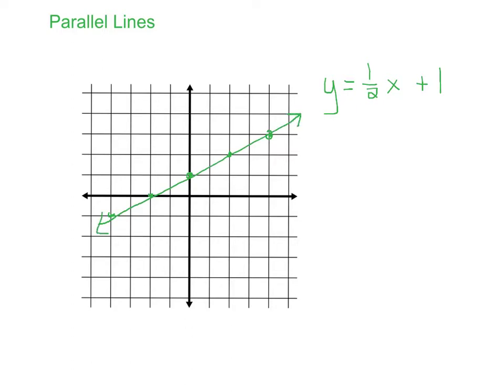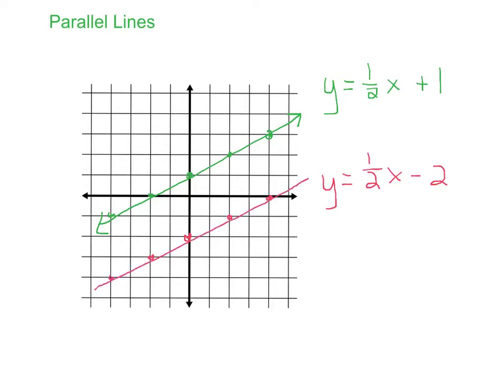Now we're going to graph a line that is parallel to this line that we just graphed. And it is going to be the equation y equals 1/2 x minus 2. So the y-intercept is at -2, and then use the slope of 1 over 2 to finish graphing.